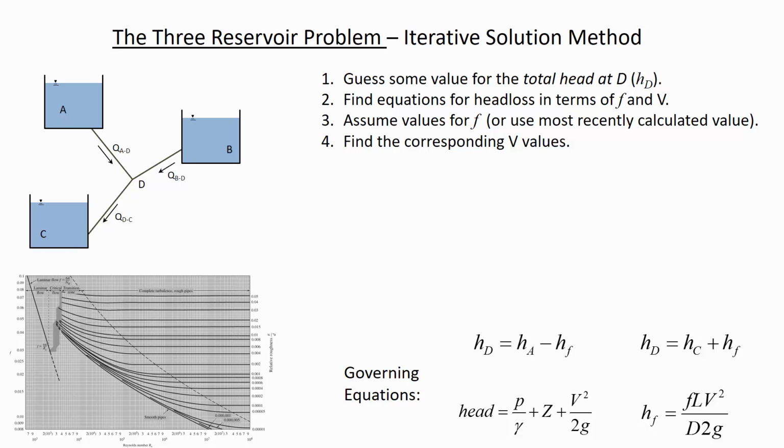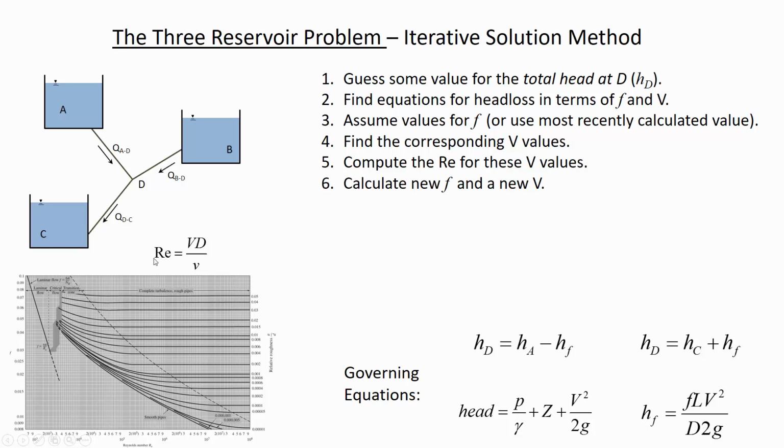Yeah. All right. So our problem-solving procedure here is that we have to guess how much energy there is at D as a first guess, and then we have to guess how rough the pipes are in order to proceed. And once we've done that, we can calculate the velocity based on our guess of the F value. And once we have some guess velocity, we can calculate the Reynolds number based on that, and we can get an updated version of the F value.